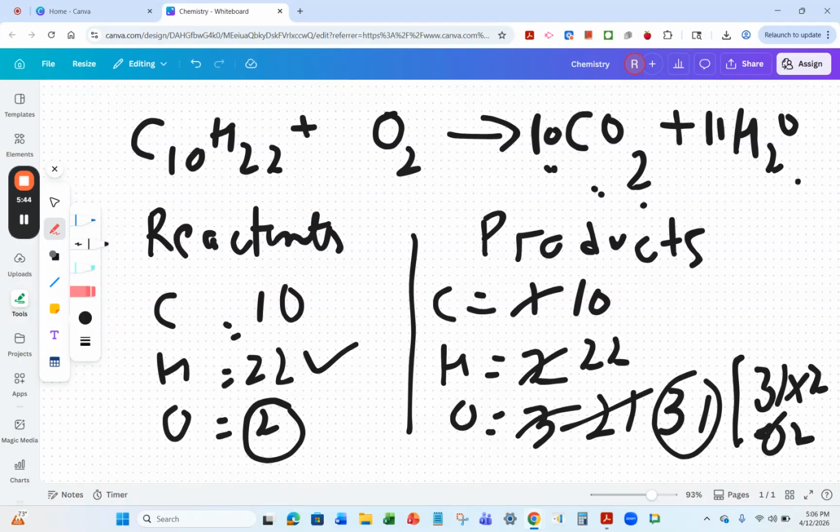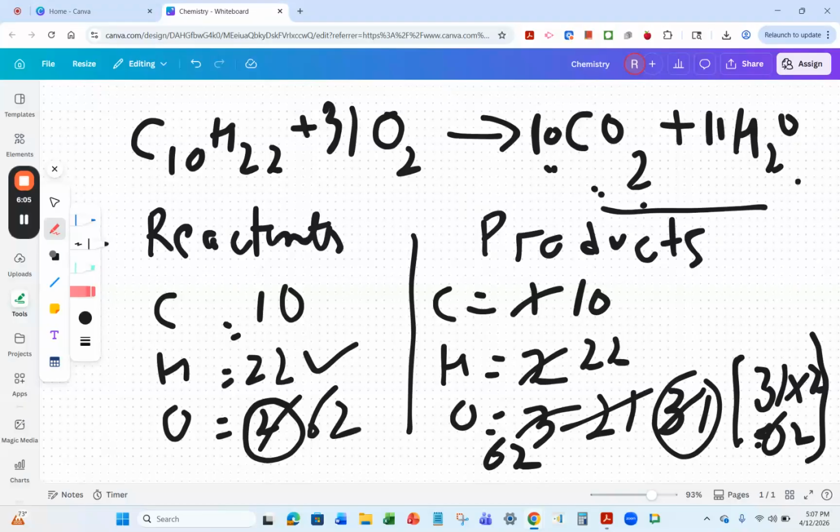It means I need 62 on both sides. I want to make 62 here, and I want to make 62 on the right hand side too. So how to make it 62? If I use the coefficient 31, 31 times 2 is 62. Here we go. You already have half of the oxygen on the right hand side, so you need another half. So what to do? Because your oxygen is in two formulas, I will say double these coefficients. So in place of a 10, double will be 20.